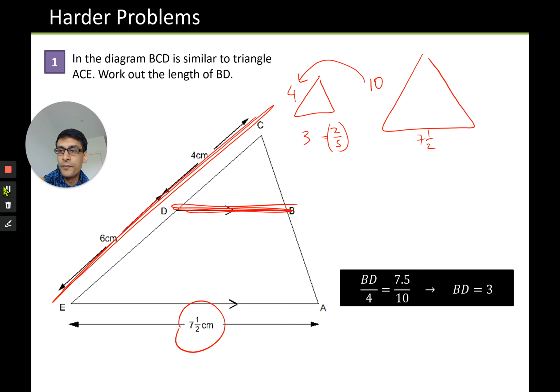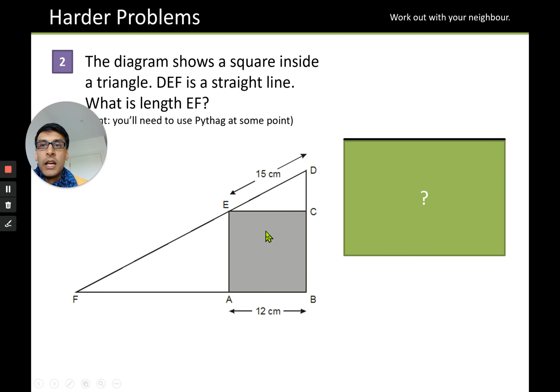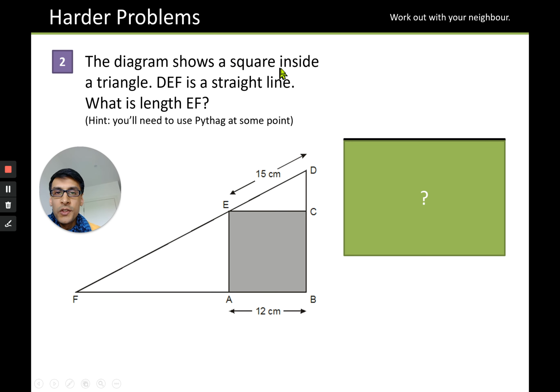And then that's your answer. Another example here, the diagram shows a square inside a triangle. So DEF is a straight line. What length is EF? So we want this bit here. So have a go. Work with your neighbor, maybe if you can see them in your garden or something, you can wave at them and just show them this question. Take a minute and then I'll go through it with you.